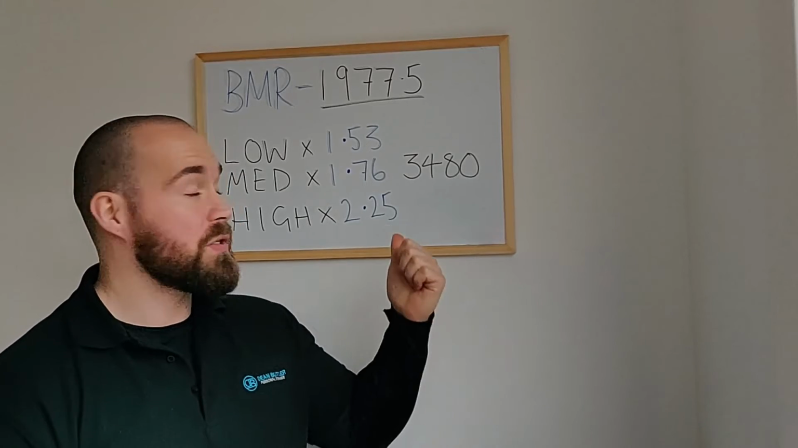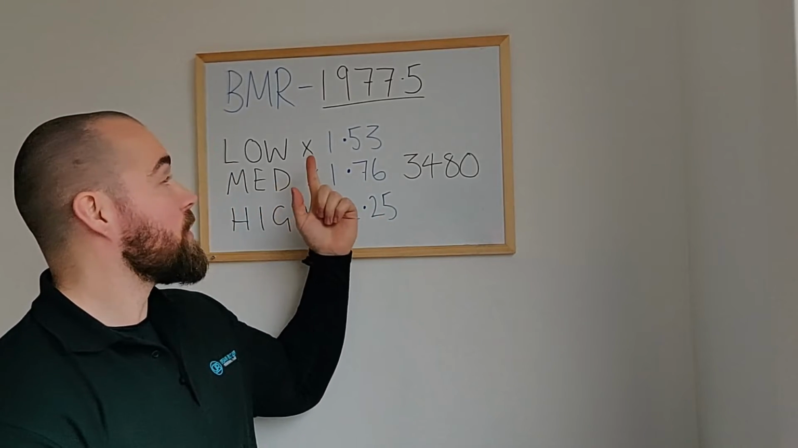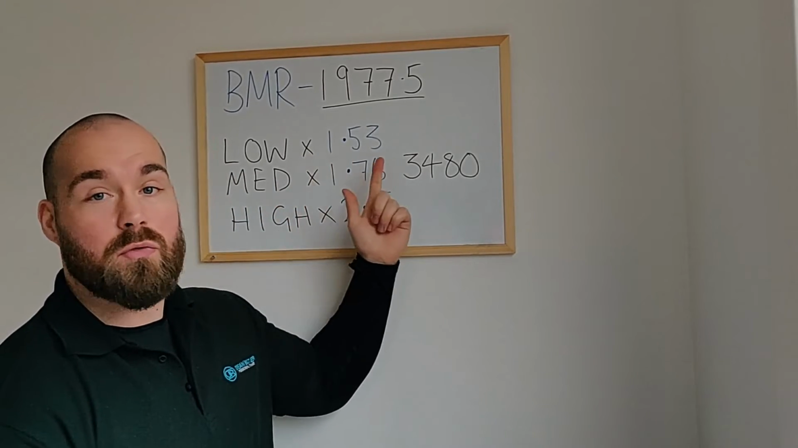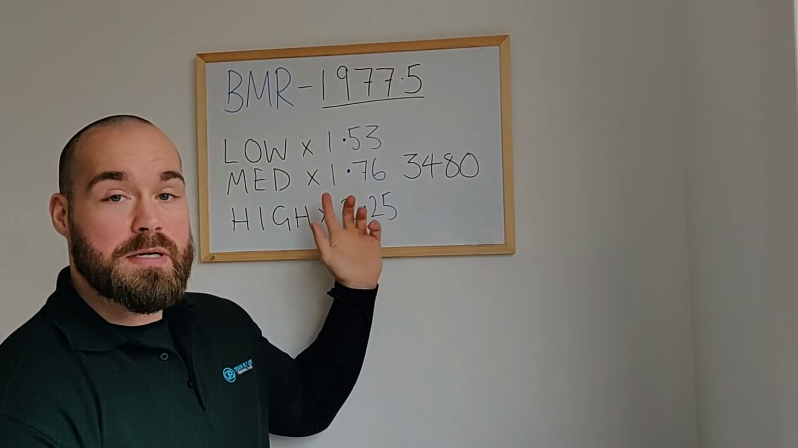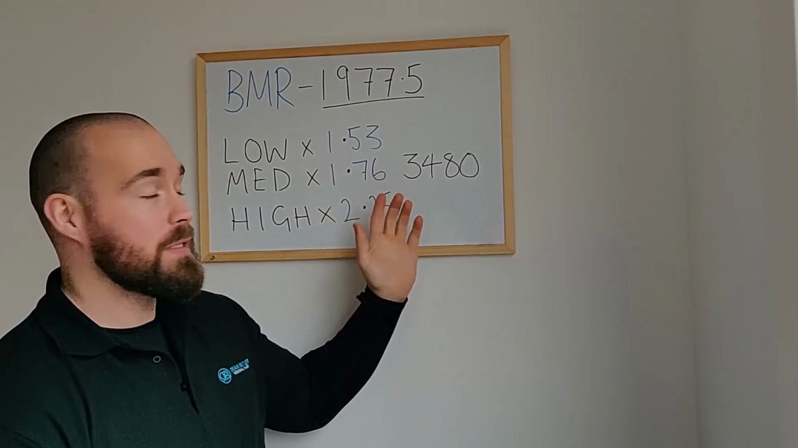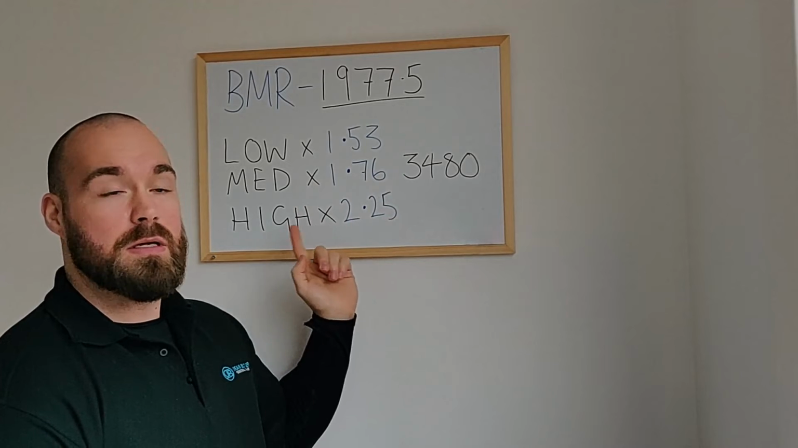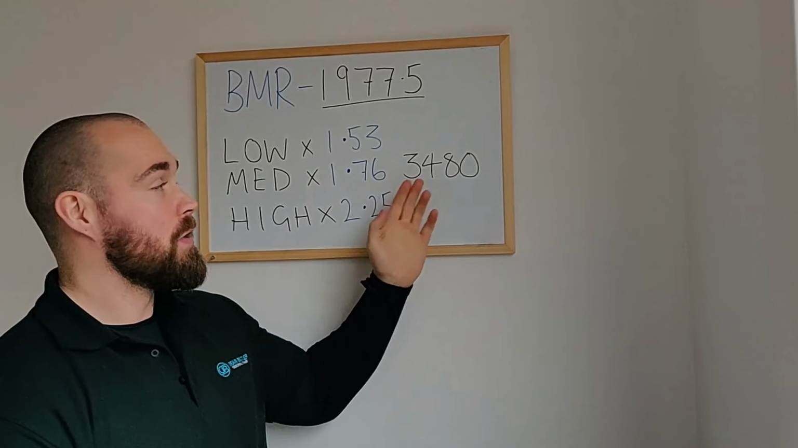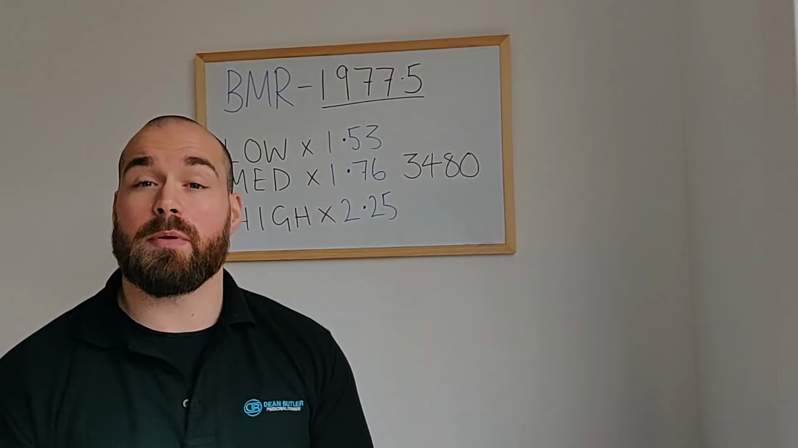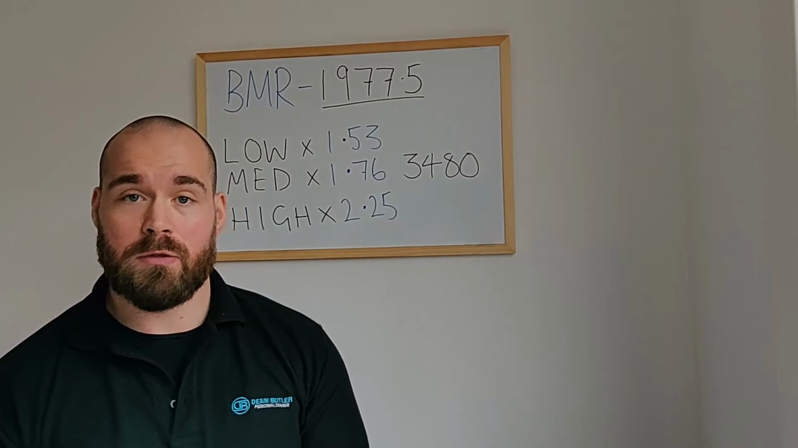Now, go by the same key here. If you're a person with low activity level, add 300. If you've got medium activity, try 400 calories a day. And if you've got high activity, try 500 calories a day onto that allowance and just watch what happens to your body in the mirror and on the scales.